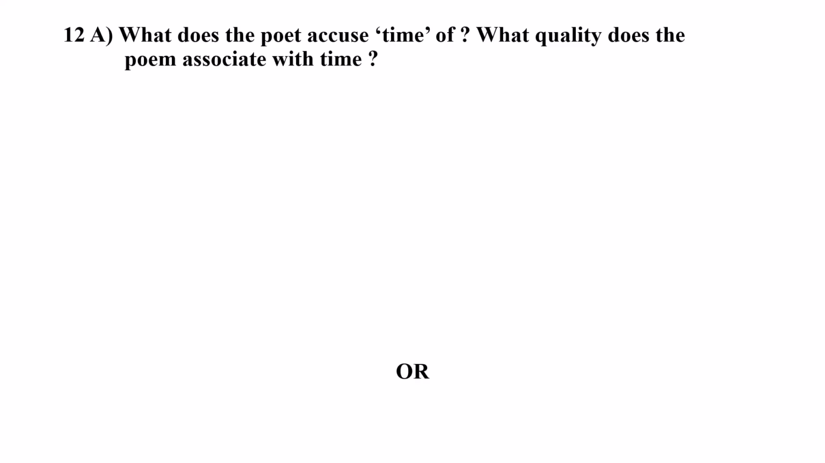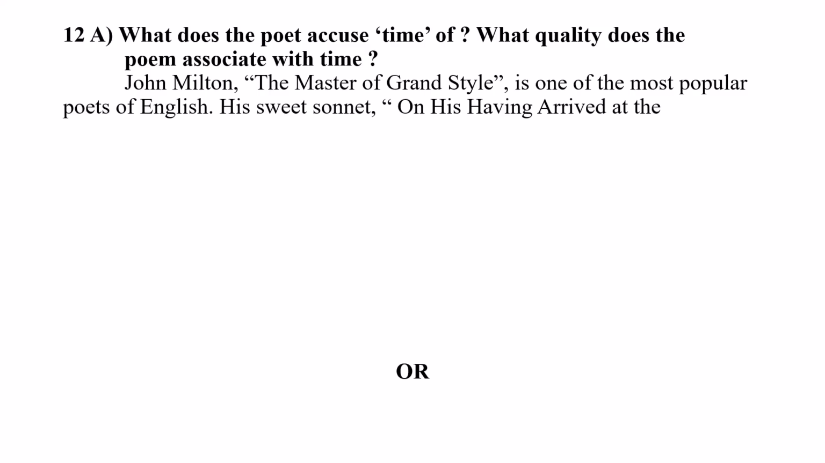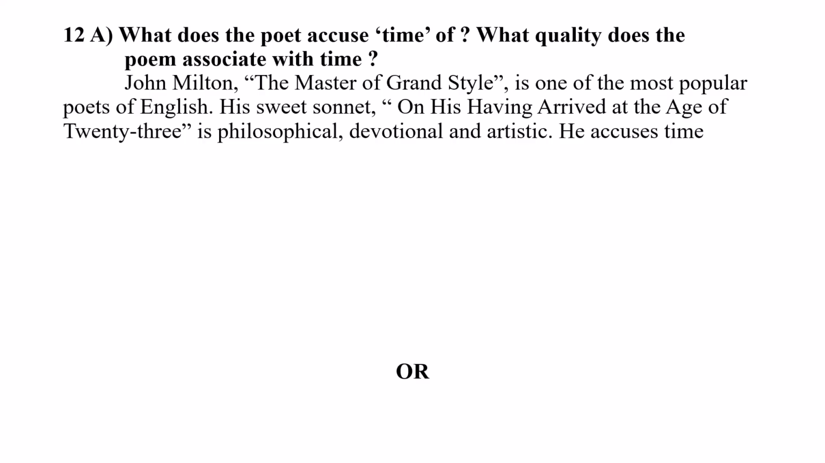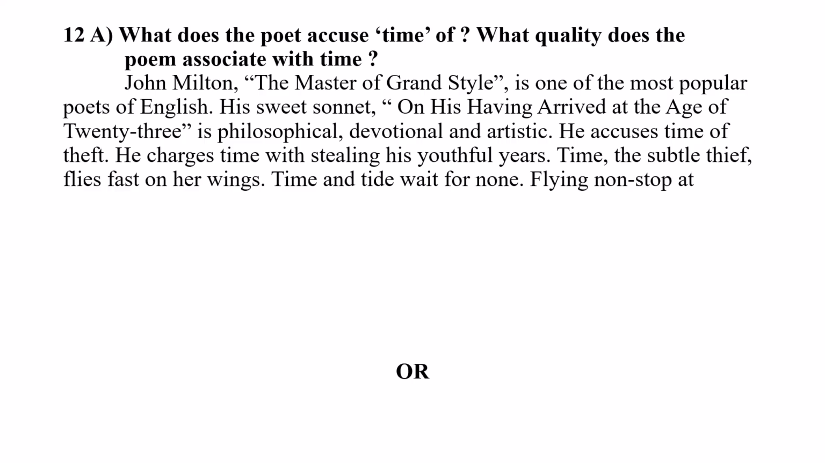Next question. What does the poet accuse time of? What quality does the poem associate with time? Do you remember from which poem this question is prepared? So, John Milton, the master of grand style, is one of the most popular poets in English. His sweet sonnet on his having arrived at the age of 23, that is the poem's name, students, is philosophical, devotional, and artistic. He accuses time of theft.